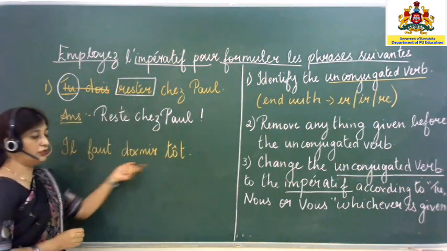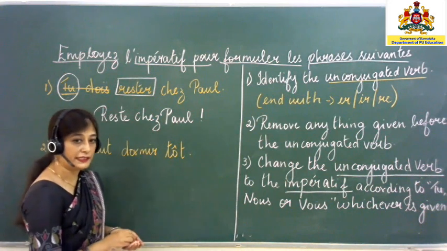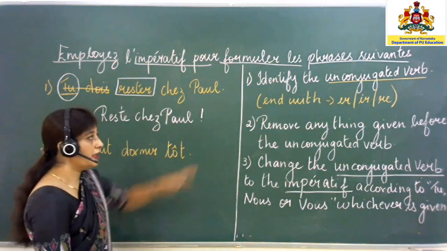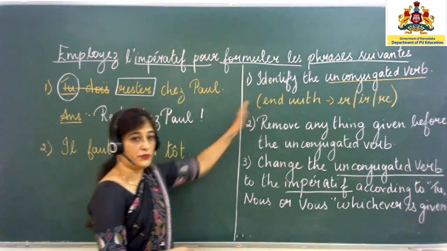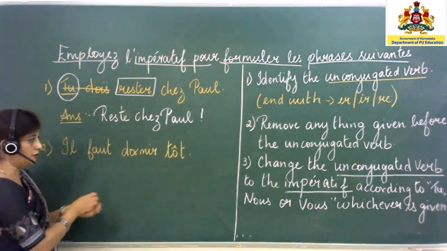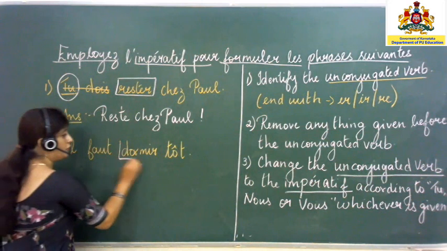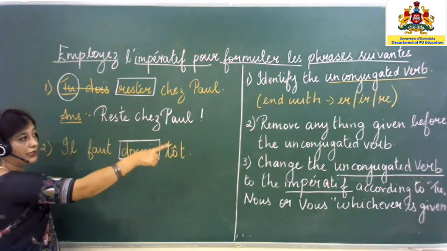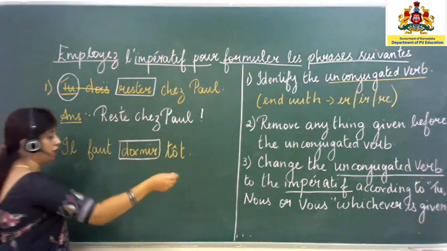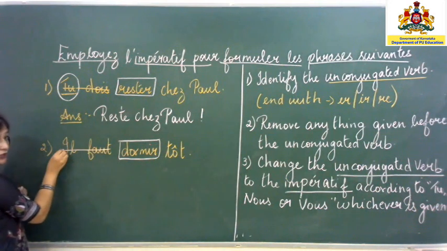Il faut dormir tôt. It is necessary to sleep early, right? So again, going to the same rule, identify the unconjugated verb. Do I have an unconjugated verb here? Yes. Dormir is my unconjugated verb. Remove anything given before the unconjugated verb. So il faut will be removed.